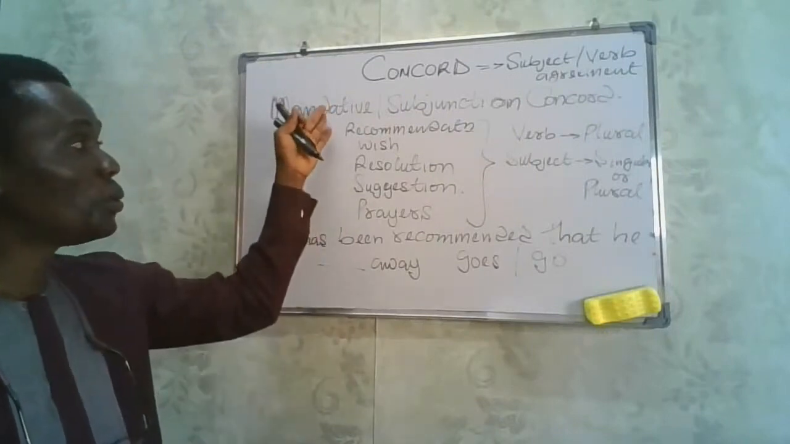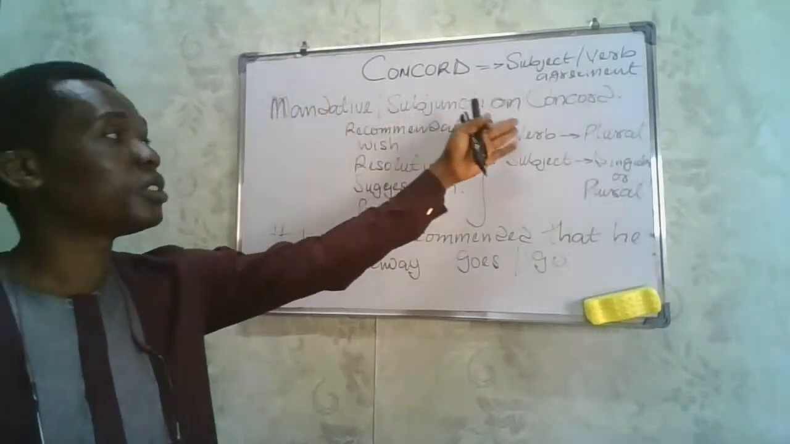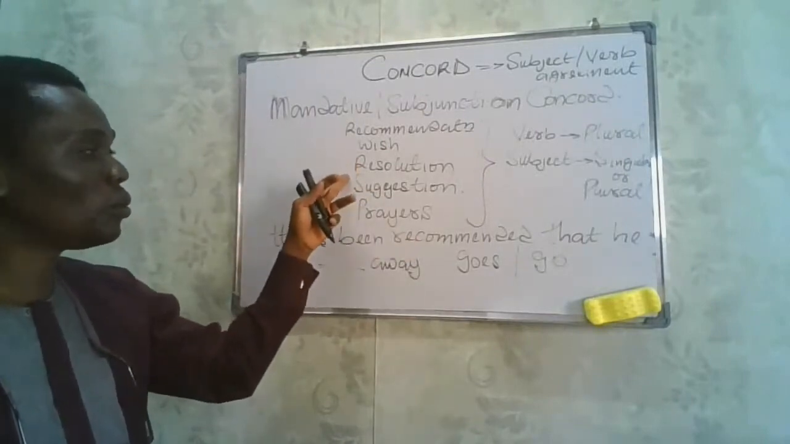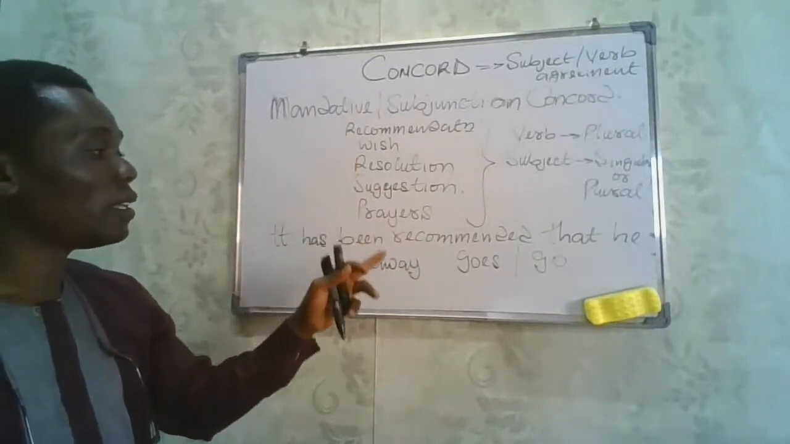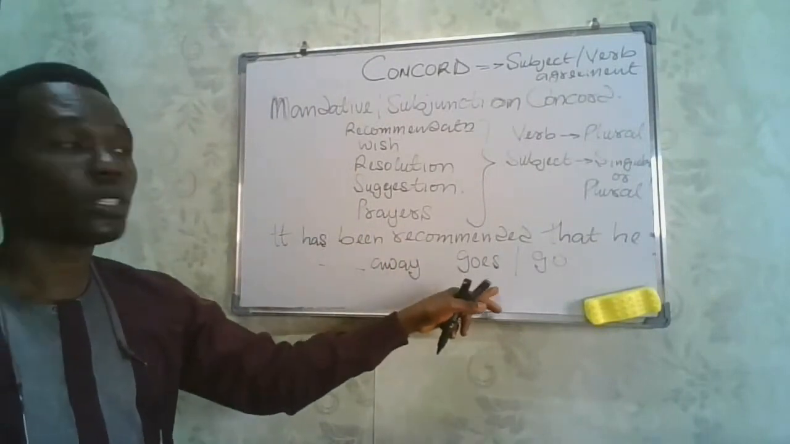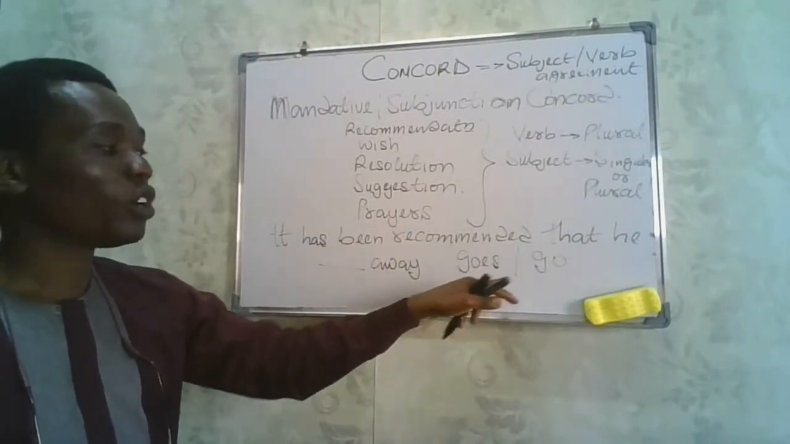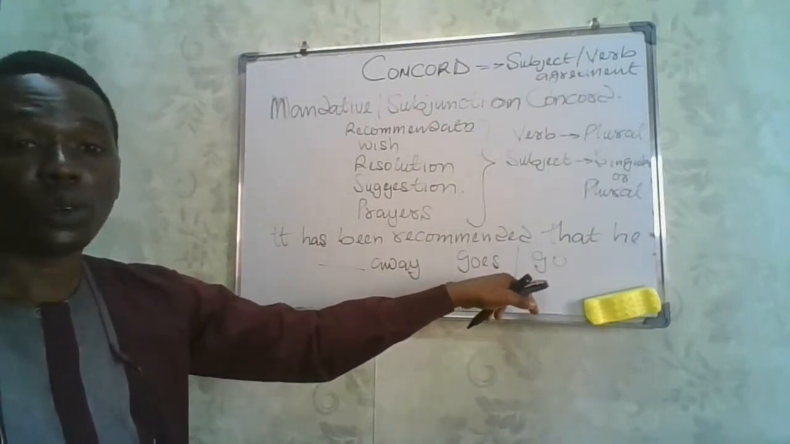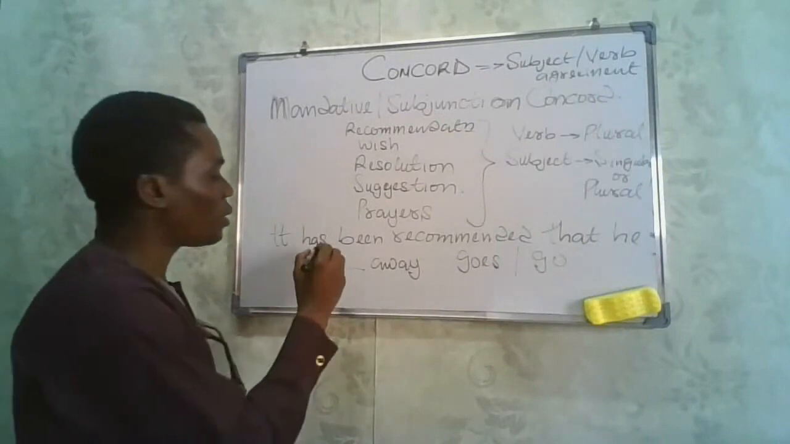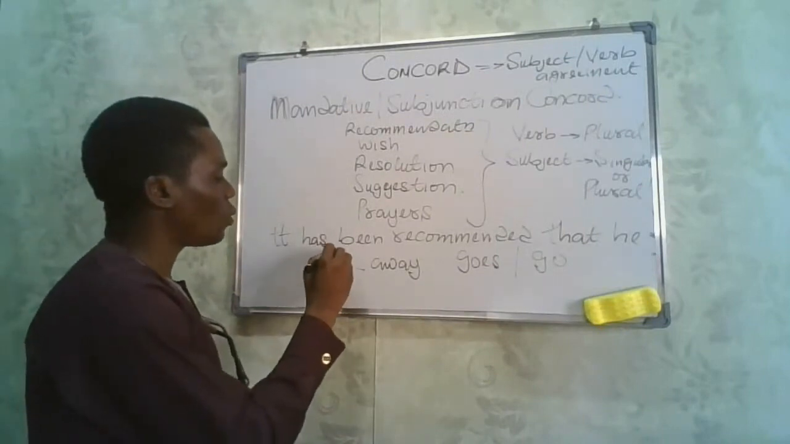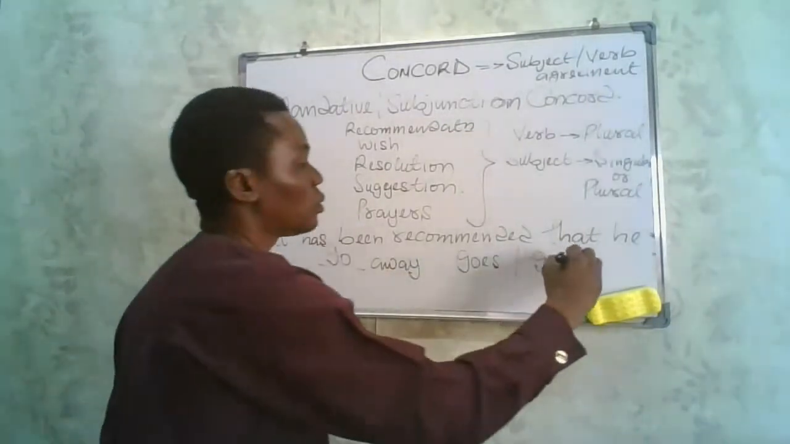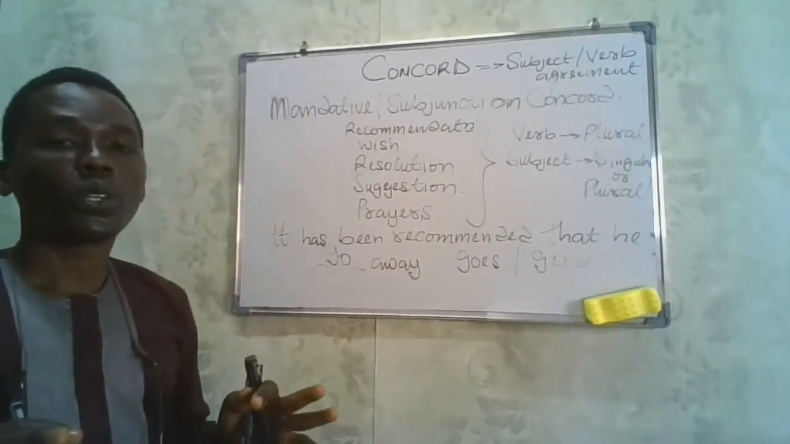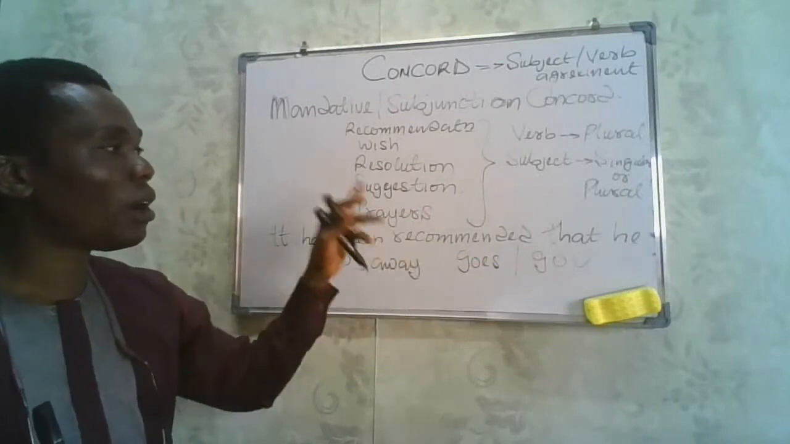Now, according to the rule of mandative and subjunctive concord, whenever you have recommendation, wish, resolution, suggestion, or prayers, the verb should be what? Plural. So which of these is a plural verb? A plural verb does not have S. So the right option is go. It is not goes, because go is a plural verb.